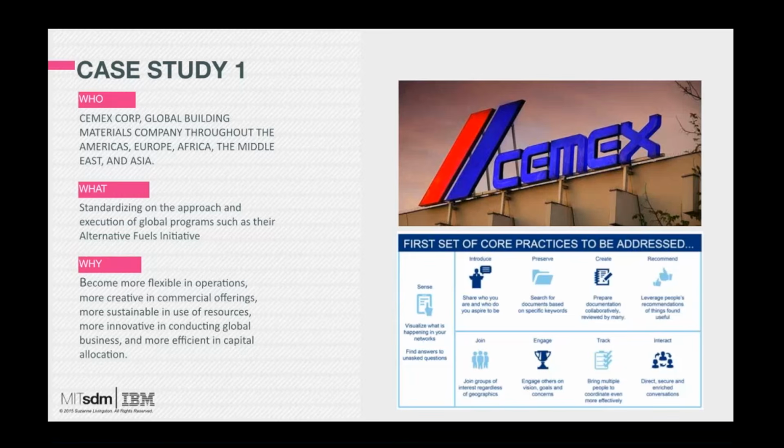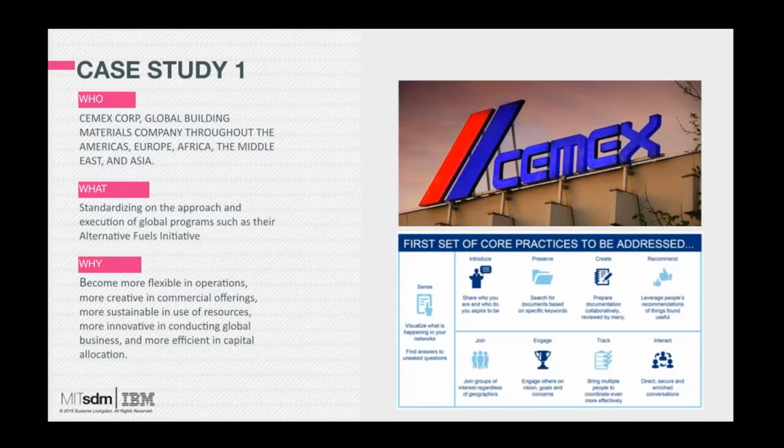And the problem they were experiencing is that they wanted to become more flexible in their operations. They wanted to be more creative in their commercial offerings, more sustainable in their use of resources, and more innovative in how they conduct global business, and on top of that, more efficient in how they allocate their capital. So these were some major initiatives that were identified by their leadership team.